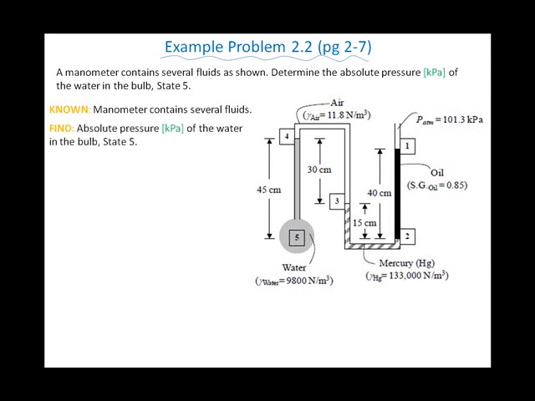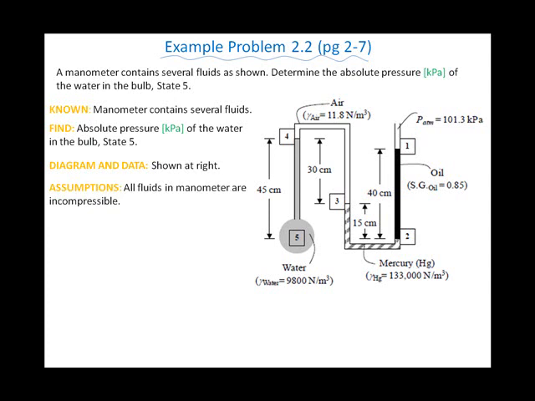Next, we have to list our find, and it asks us to find the absolute pressure, note the units in kilopascal, of the water in the bulb at state 5. Our diagram and data is shown at the right, and that diagram contains all of our different fluid heights already marked. It contains my starting pressure at atmospheric, and it also lists my specific weights and or specific gravities of each of the fluids, and each of those different fluids are clearly marked so that we can measure those heights. This is all important information that you need to have on your diagram and data when you draw it up for your work.